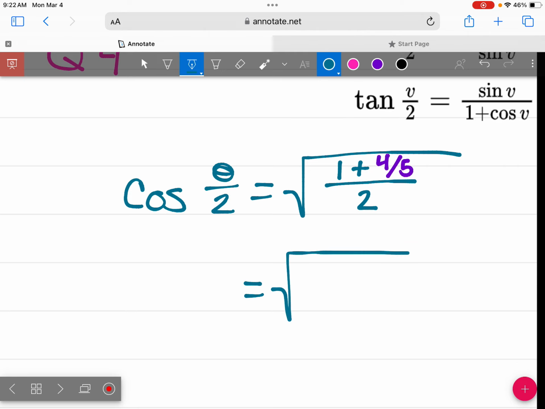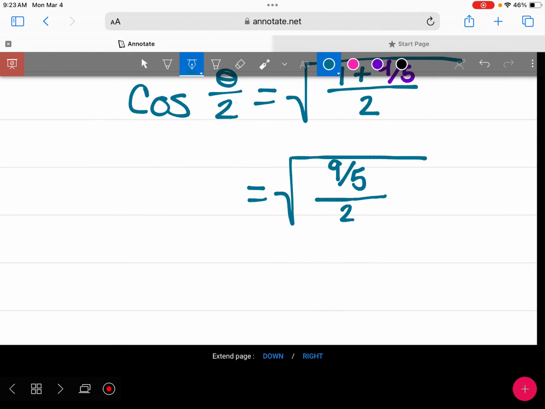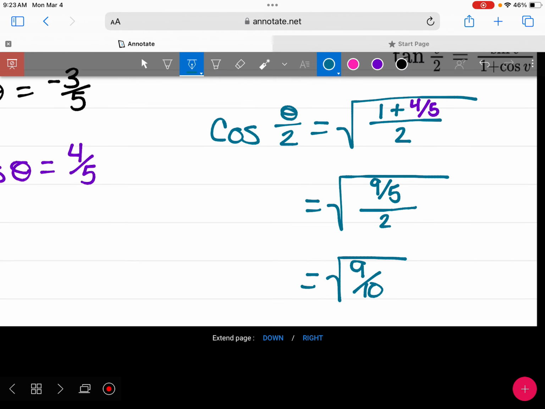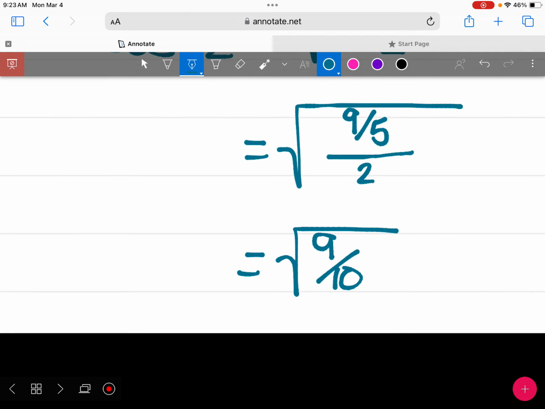So when we come through to simplify, what's our numerator going to be? What's 1 plus 4/5? 9/5. What's 9/5 divided by 2? 9/10. And do we need to rationalize this one? Yeah. We have square root of 10 in the denominator.